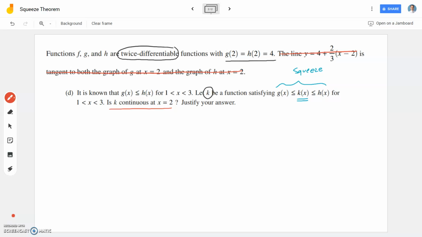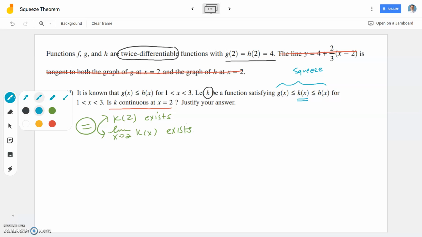Now, continuity is the other important piece of this, so let's remind ourselves of the definition of continuity. In order for k to be continuous at 2, k of 2 must exist. The limit as x approaches 2 of k of x must exist. And the third component is that these two are equal to one another. If those three conditions are met, then we can conclude that k is continuous at x equals 2. So let's start with the first condition.